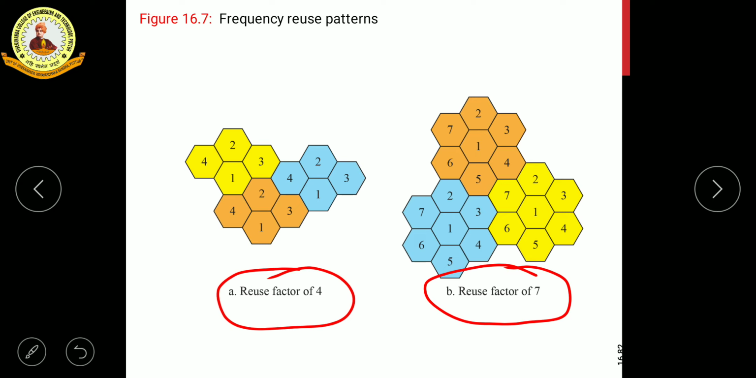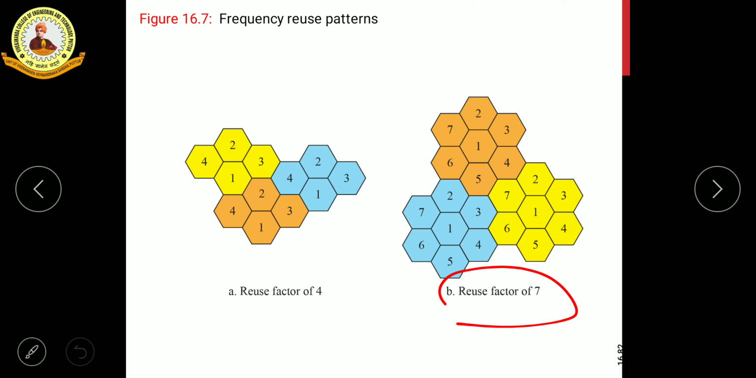You can get to know from the figure how many cells have a unique color. 1, 2, 3, 4. 4 cells have one type of color. These 4 cells have one type of color. These 4 cells have one type of color. Connect this point, reuse factor of 4. Coming to the next part.